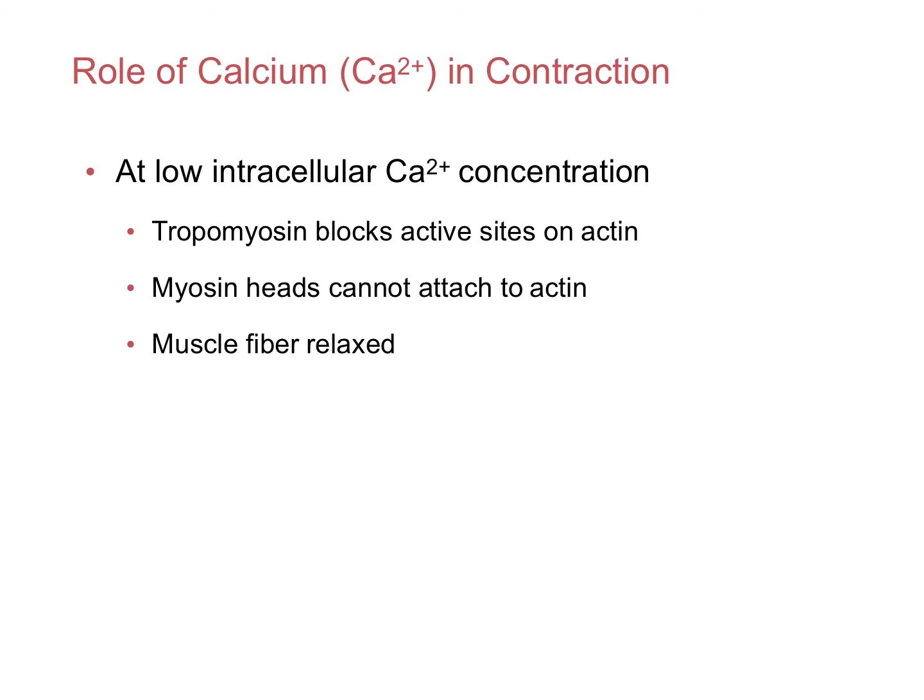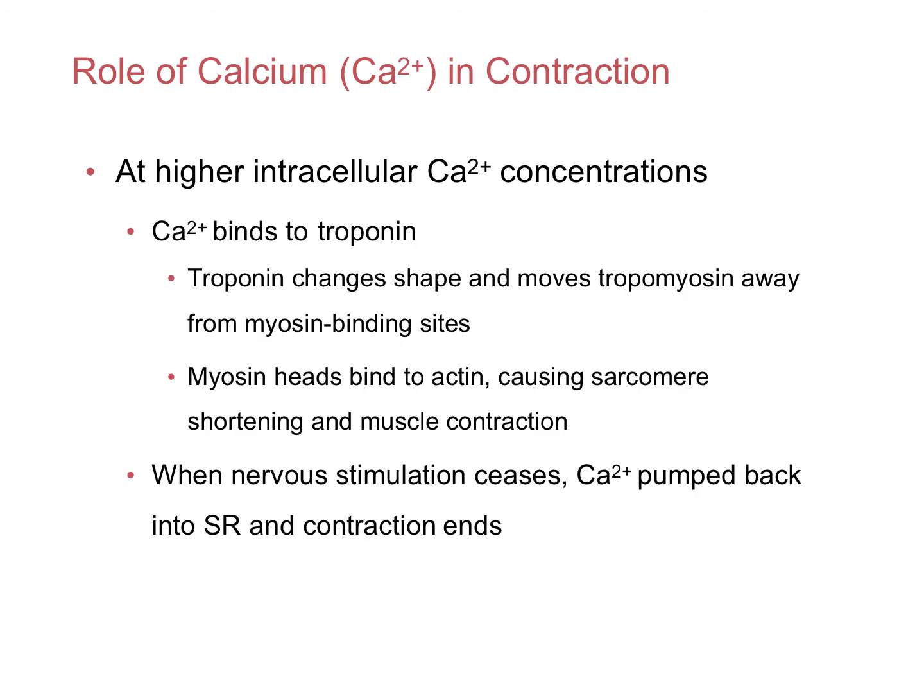What's first? So calcium's going to bind to troponin. And what is that going to do for tropomyosin? It's going to get out of the way, right? It's going to remove the block, thereby exposing the actin sites, and the muscle then can contract. So calcium binds to troponin, shape change, and it moves tropomyosin away from those binding sites.